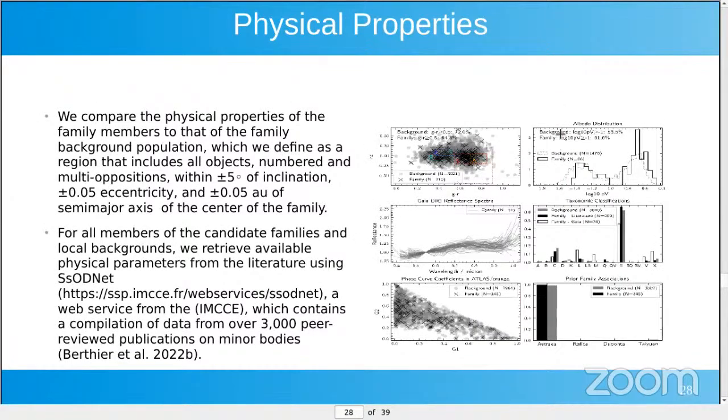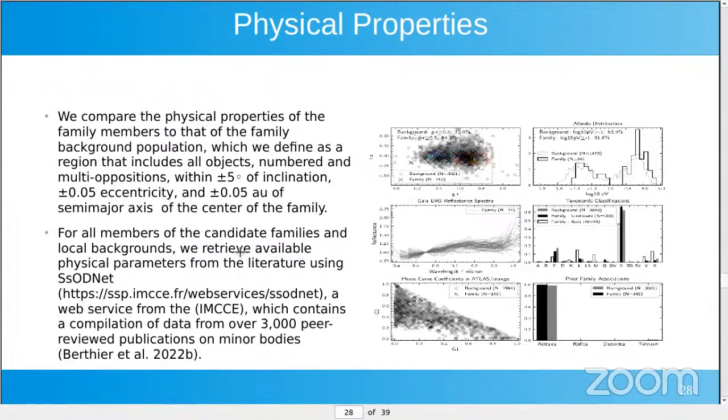This is the part of the work that was performed by Dr. Malke. We compare the physical properties of the family members to those of a family background population, which we define as a region that includes numbered and multi-opposition objects within plus or minus 5 degrees of inclination, 0.05 in eccentricity, and 0.05 astronomical units. We retrieve all physical parameters from the literature using the database SDSS or the D-Net, which is served for in EMCCA, which contains a compilation of data from more than 3,000 peer-reviewed publications.